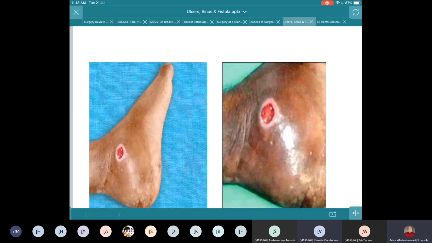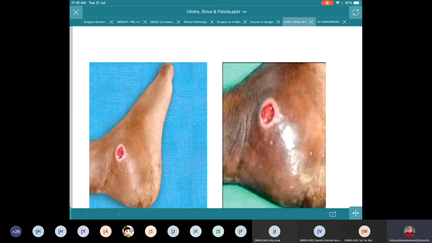What drug you have to give? Anti-tubercular drug. Unless you are going to give anti-tubercular drug, this ulcer will never heal. That you have to remember. Just by giving antibiotic and dressing, it will never heal. So that you have to remember. You have to give anti-tuberculous drug.